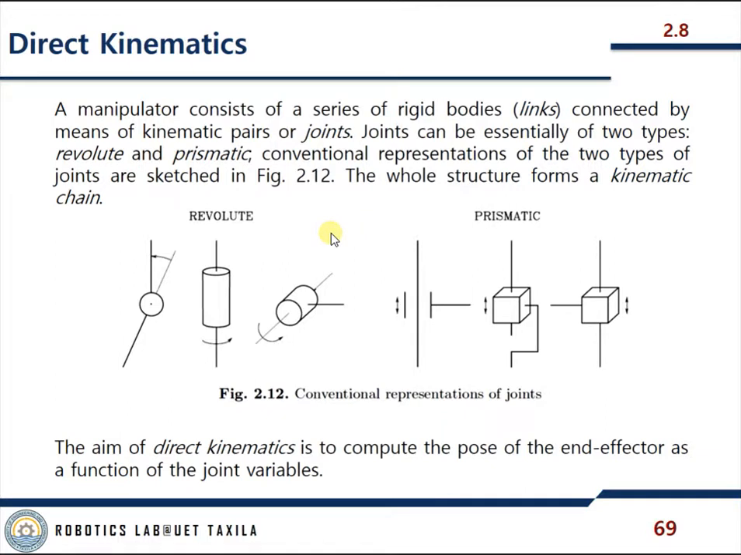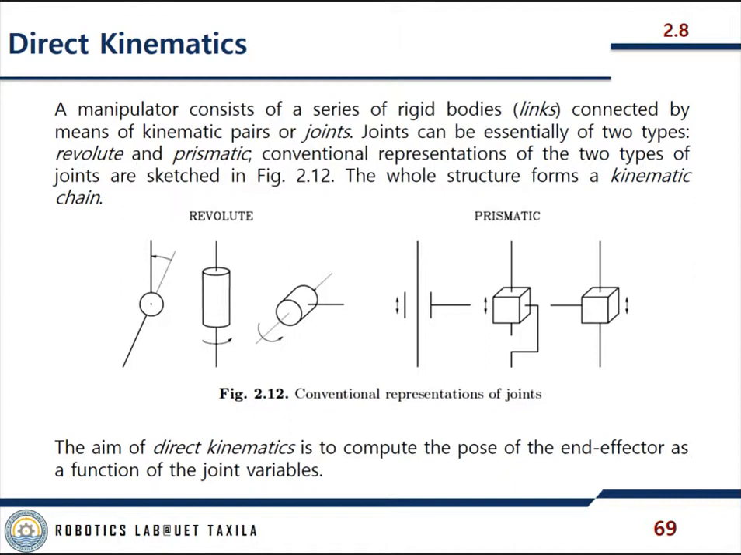A manipulator consists of a series of rigid bodies, which we call links, connected by means of kinematic pairs or joints. Joints can be essentially two types, which are revolute, like this, and prismatic, like this one. So this one is the symbol for a prismatic joint. A conventional representation of the two types of joints is sketched in this figure. The whole structure forms a kinematic chain. The aim of direct kinematics is to compute the pose of the end effector as a function of the joint variables. So this is the main function.